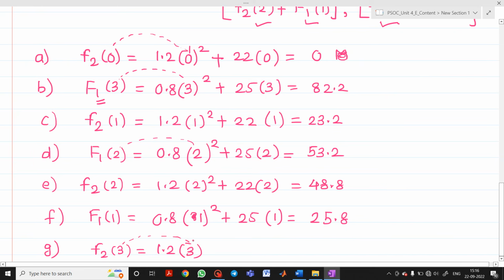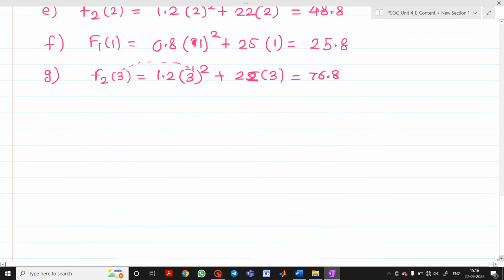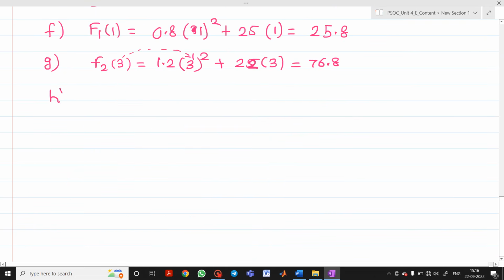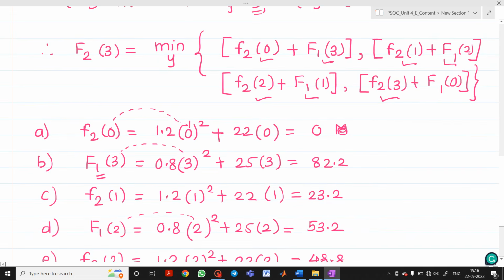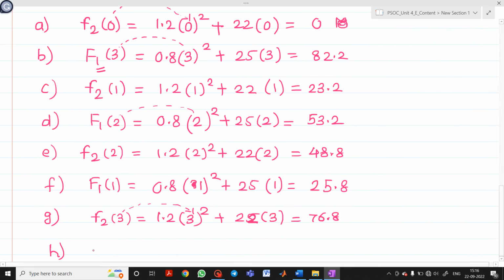This we will put here 3 square plus 25 into 3. So what you will get answer, it's not a 25, sorry, it is 22 into 3. So what you will get answer? Answer is nothing but what? This will be 76.8. And I will go for last one, which is nothing but what? If you see in here, last one is capital F1 of 1. So I will write it here as capital F1 of, not 1, sorry, capital F1 of 0.